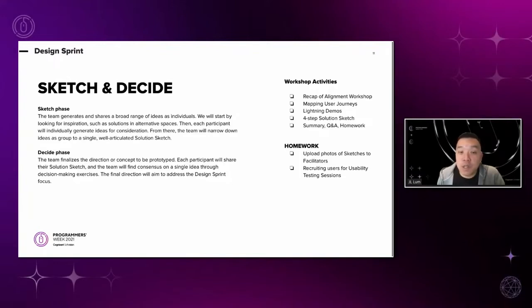And at the end of the exercise, each participant is going to be able to share their sketch and explain their idea. And here's where the collaboration really kicks in. As people are sharing, they're going to be able to take one part of somebody's solution and merge it with another or merge it with their own. And then the team as a whole is going to be able to vote on which ideas they would like to move forward with.